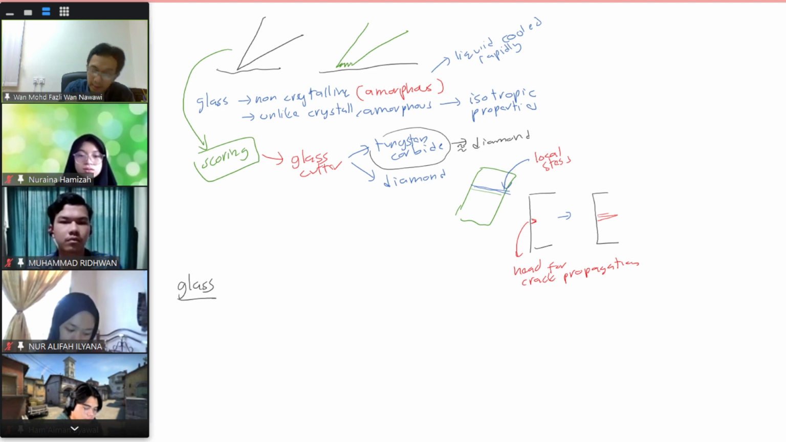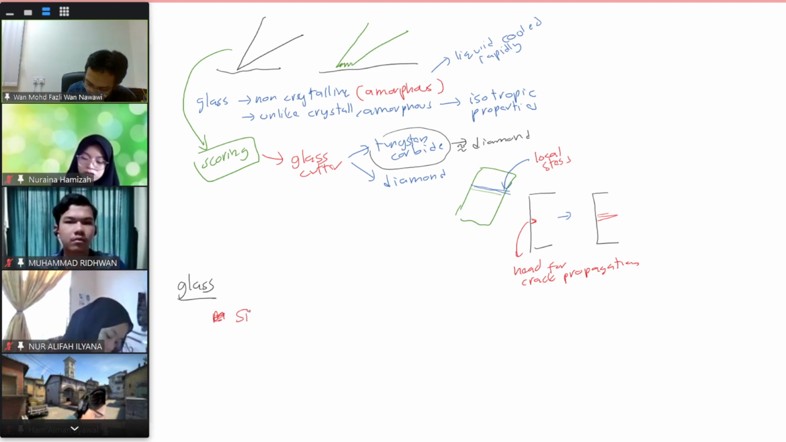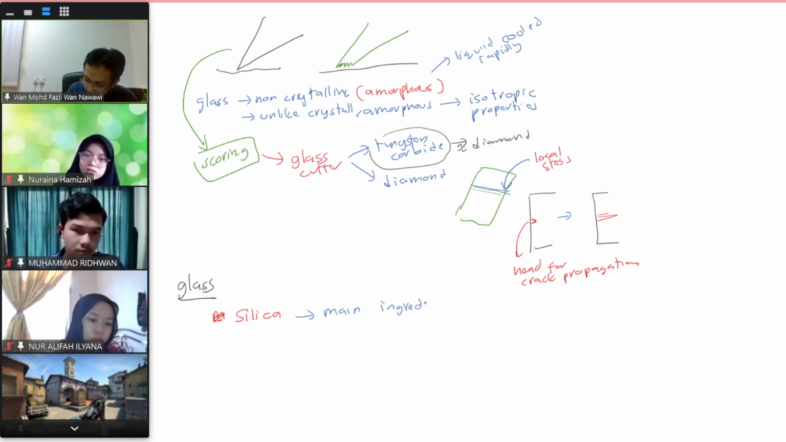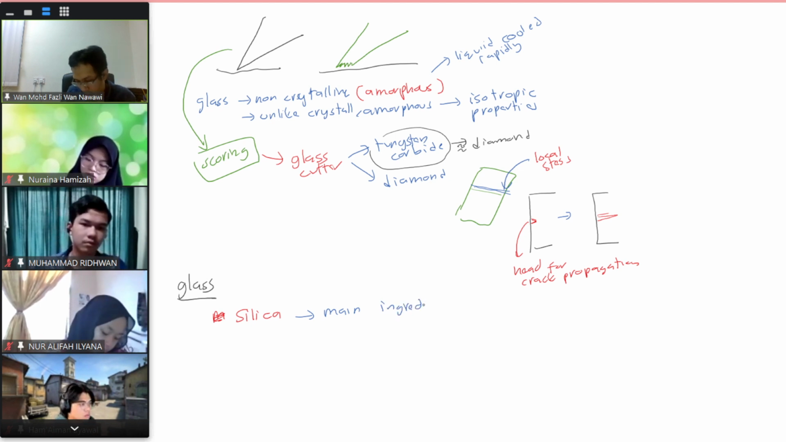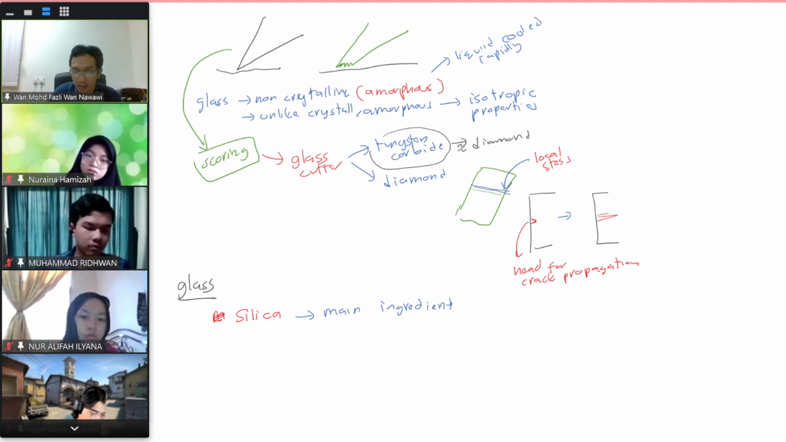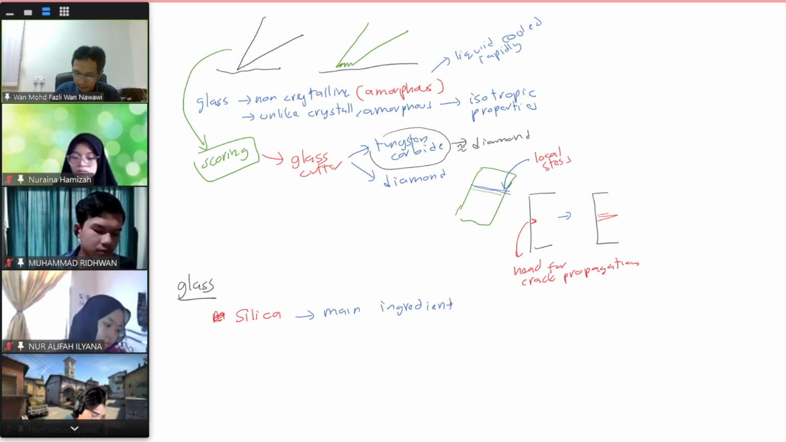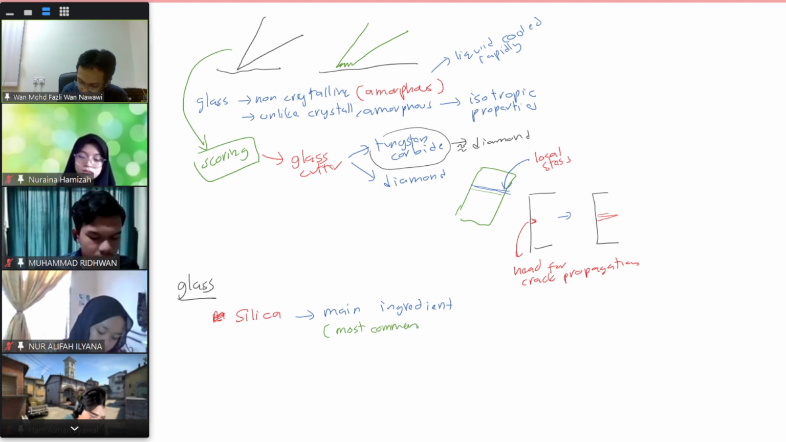So in glass, as I said, you need to have a main ingredient. The main ingredient in glass is silica. Silica is the main ingredient. The most common form is sand.